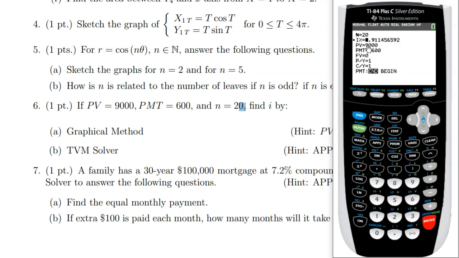All right, so you can see that 2.91% is the I value. So that's part B. All right, that's it. I hope that this was clear.